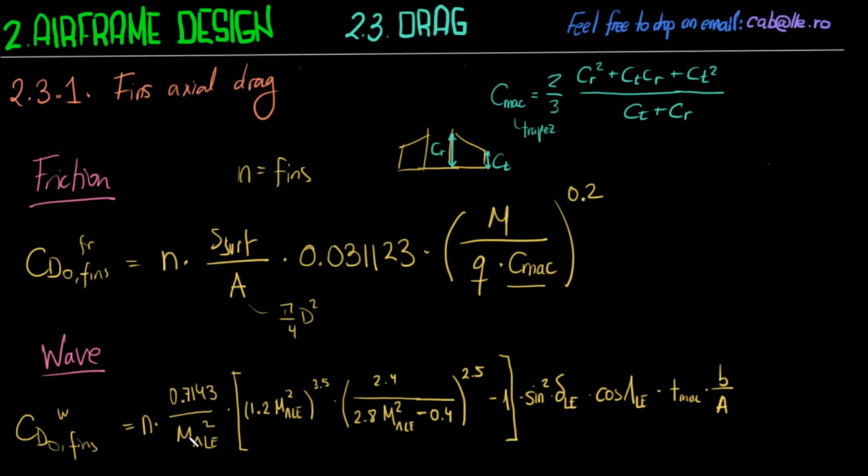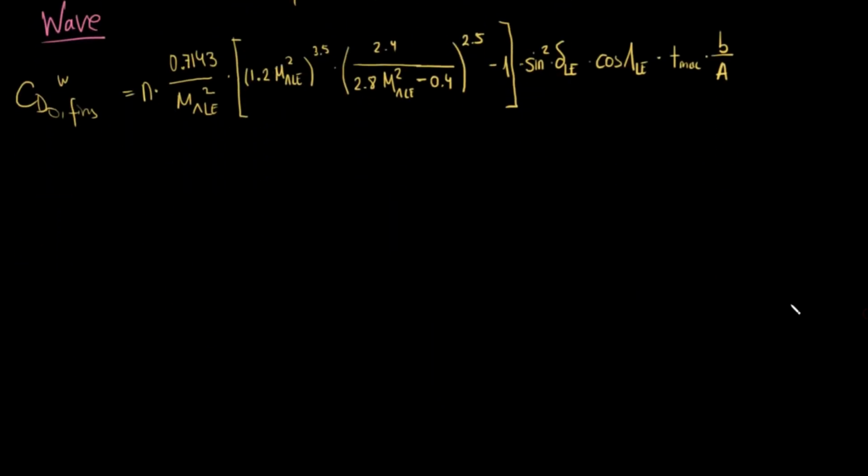This is the square of the Mach. Let's define this. Well, we have to define a few things here. Let's start with the leading edge. LE stands for leading edge. The leading edge is the edge which touches the air first. Let's say this leading edge.